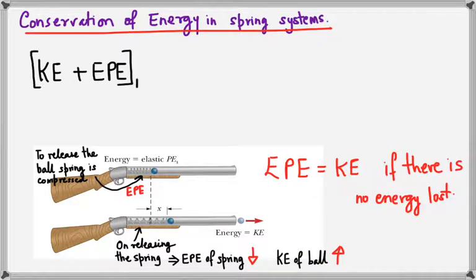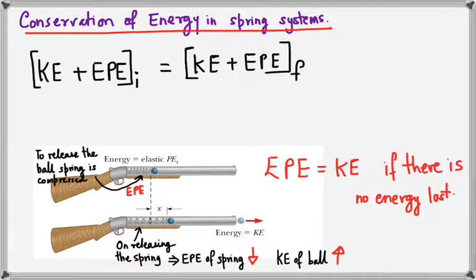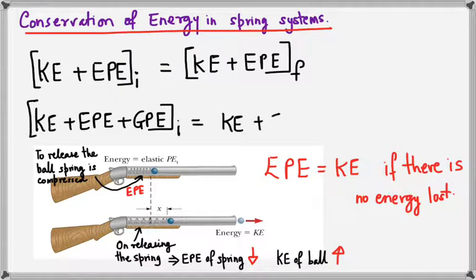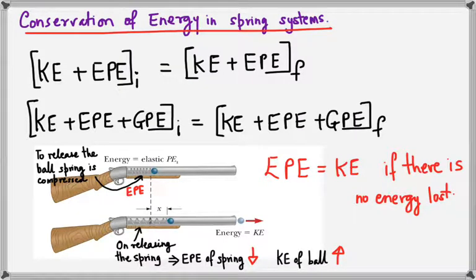So we can write KE plus EPE initial, I standing for initial, is equal to KE plus EPE final. Now to add the GPE into it, we can rewrite with the component GPE on either side. EPE is for elastic potential energy and GPE is for gravitational potential energy.